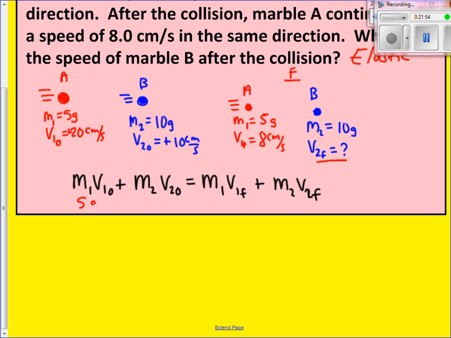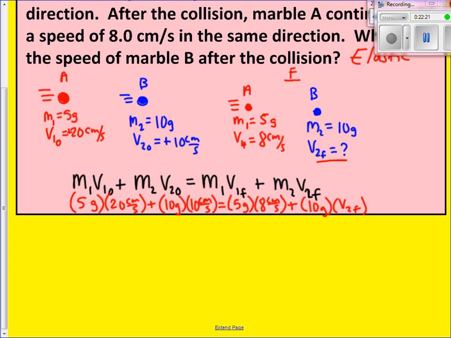So I've got 5 grams is my mass, and it's moving a positive 20 centimeters per second. Plus the mass of 10 grams moving at positive 10 centimeters per second is equal to mass 1, again, is 5 grams, times 8 centimeters per second, plus mass 2 is 10 grams, times V2 final. And that's what we're solving for.